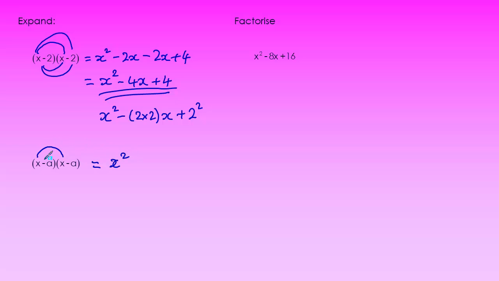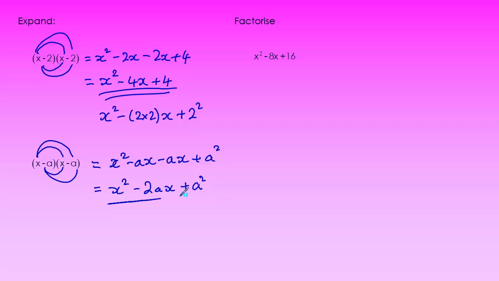So we'll have x squared minus ax minus ax plus a squared, which is x squared minus 2ax plus a squared. Now if we look at this one, we should spot that this is x squared, take away 2 times 4x, add 4 squared, and therefore we can factorize that as x minus 4, x minus 4, or x minus 4 all squared.